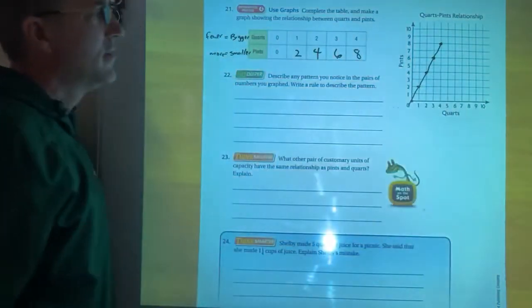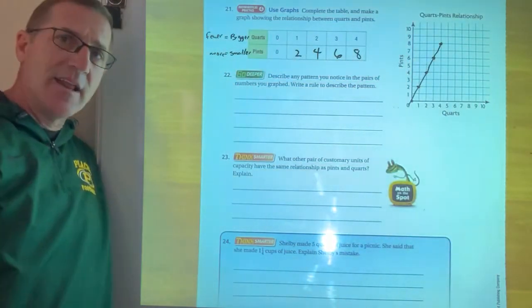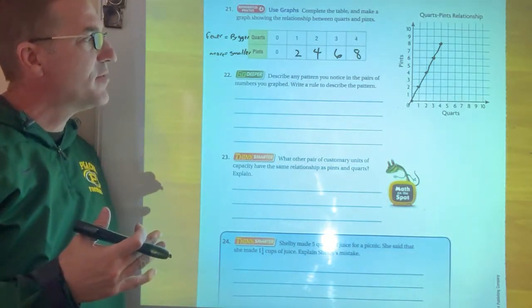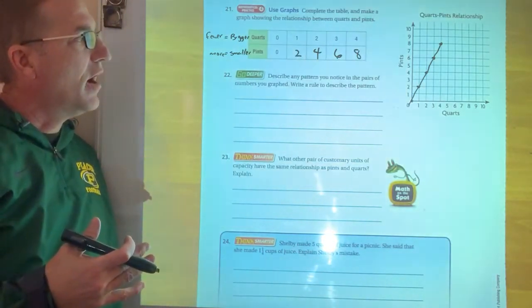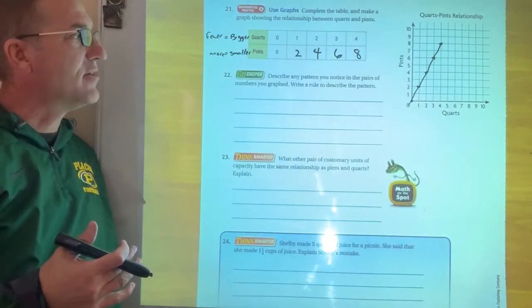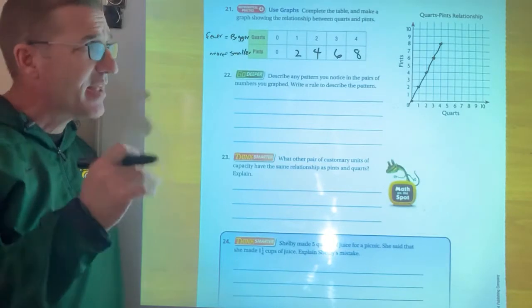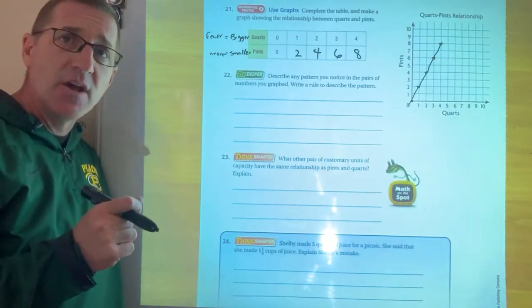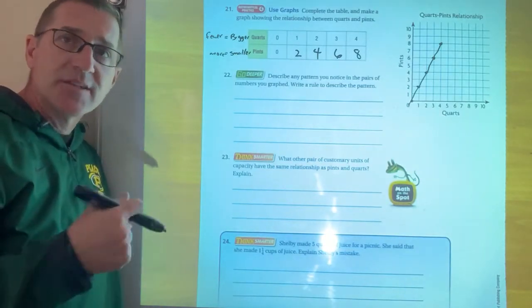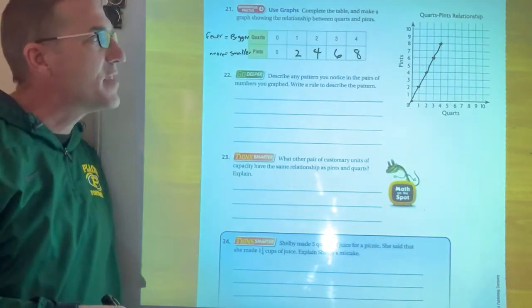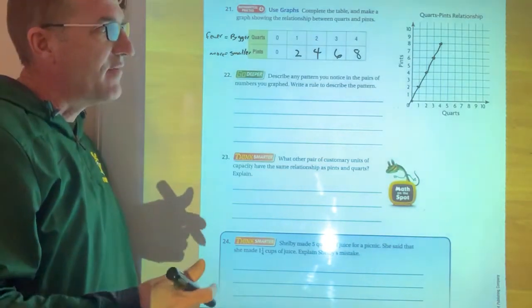All right. So, easy. Got it. Describe any pattern you notice in the pairs of numbers you graphed. Write a rule to describe the pattern. So, think about a pattern. Any pattern that you want, think about it. Pause the video. Come back. So hopefully, if you got another pattern that you saw, share that with me. But I see a pattern of over 1, up 2.